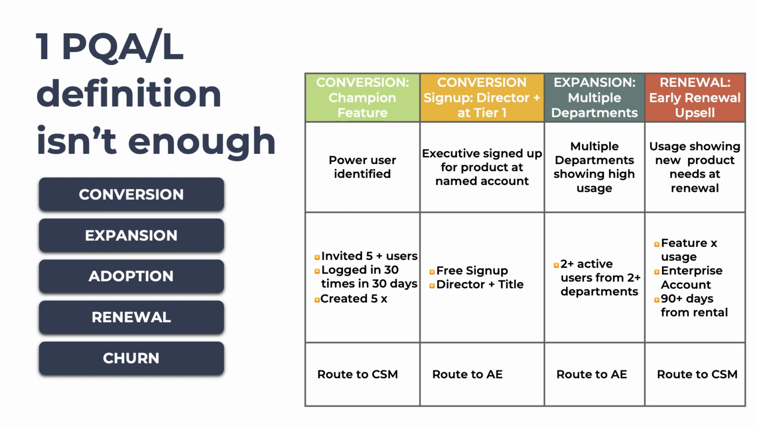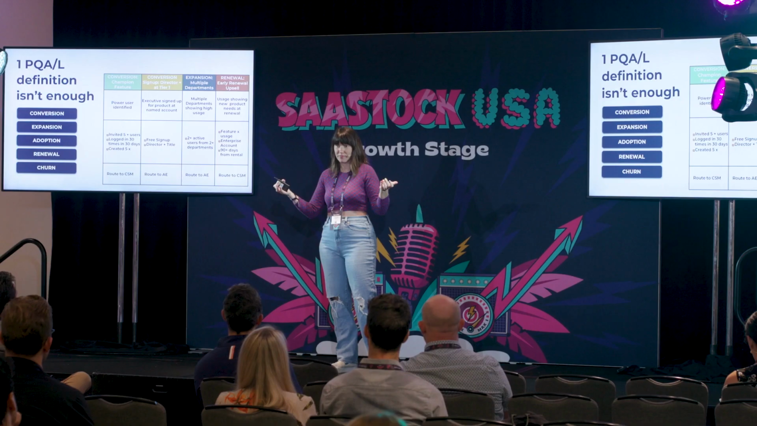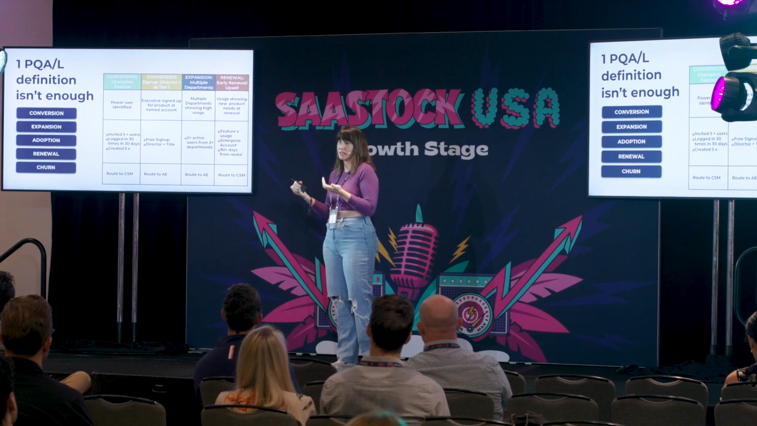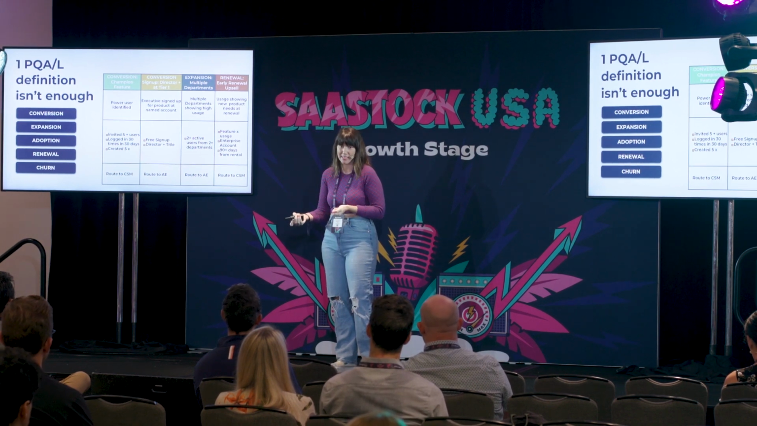If we go maybe a little bit into a PQA expansion, let's say you've got multiple instances. Asana is a great example. Maybe multiple teams have their own instance. They're all utilizing the product, and we're seeing super high engagement. Let's route that to an AE to up-level the conversation about an enterprise-level plan.